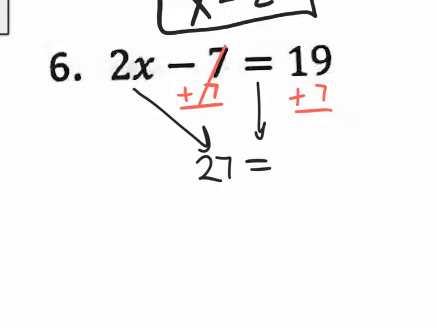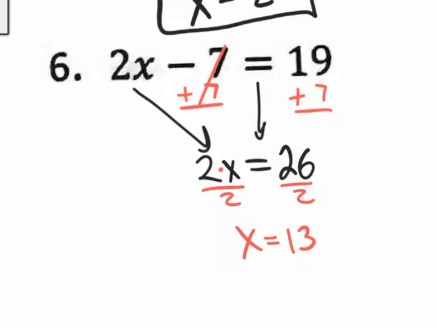I don't know why I wrote 27. Sorry, there you go. 2x comes down. 19 plus 7, that's 26. And finally, you divide by 2 to get rid of that multiplication of 2. So x equals 13.